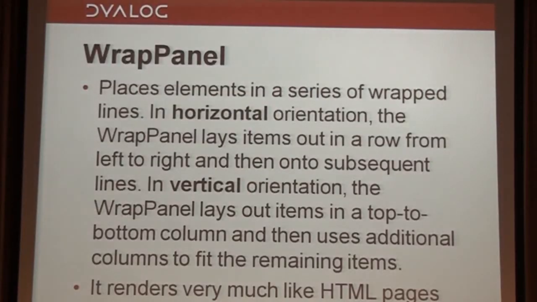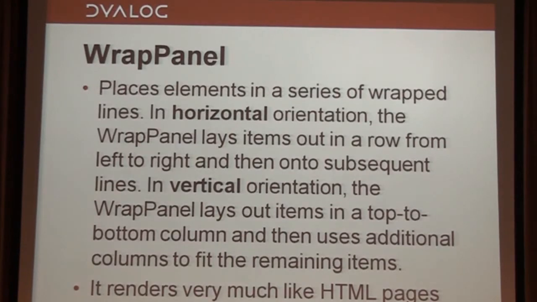A wrap panel is going to place the elements in a series of wrapped lines. So it's going to start with the left one, and then it's going to go left to right. As soon as it needs more space, if it can't put it on the first line, it will go on the second line. And keep doing this, it's going to wrap the layout. It renders pretty much like an HTML page. There's 2 ways. You can go from left to right or from top to bottom.